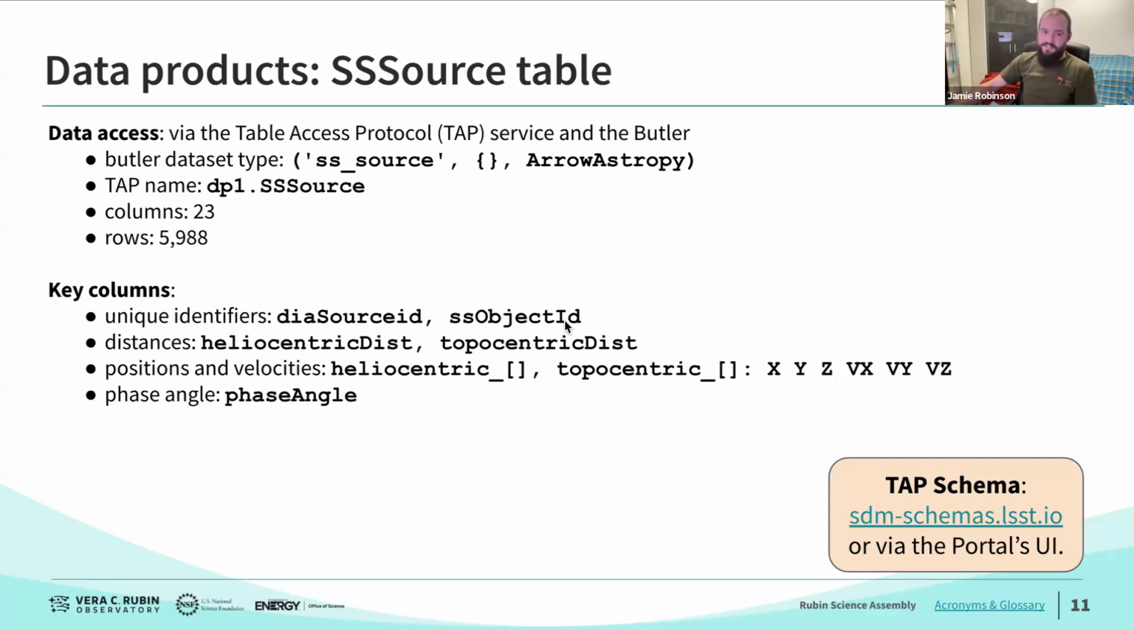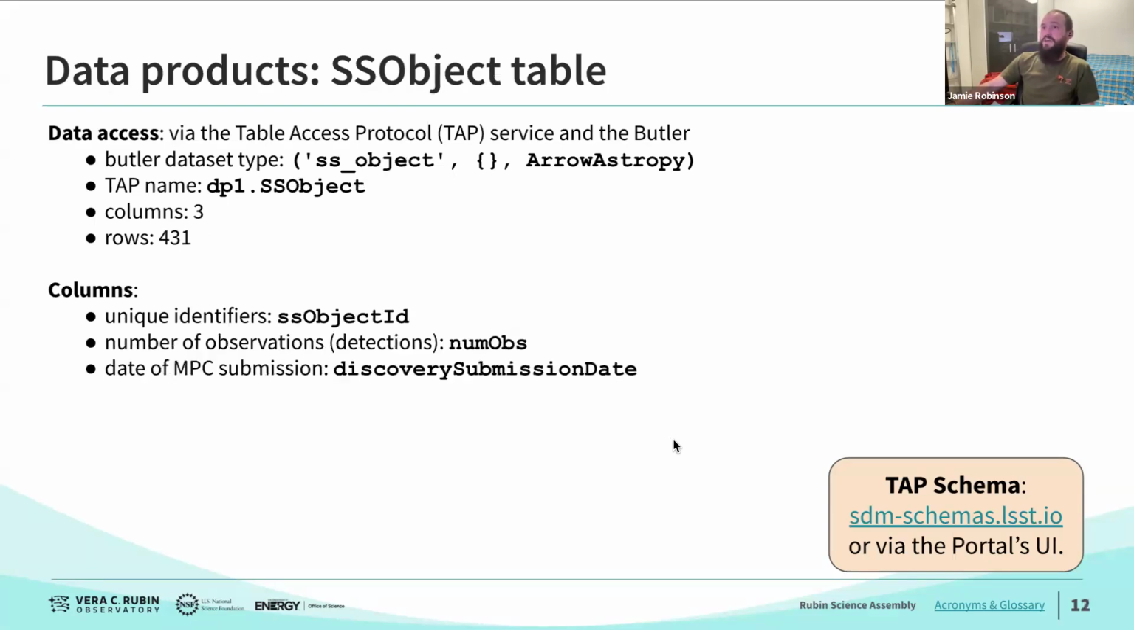It's got a corresponding SS object ID, so you know, again, which object is the parent object of these detections. And the reason why the SS source table exists is because it contains a bunch of additional information associated with the data source that you would want for doing solar system science. So from the orbit information, the heliocentric distance, topocentric distance, phase angles, and velocities, those are all provided to enable you to do actual solar system science with that detection.